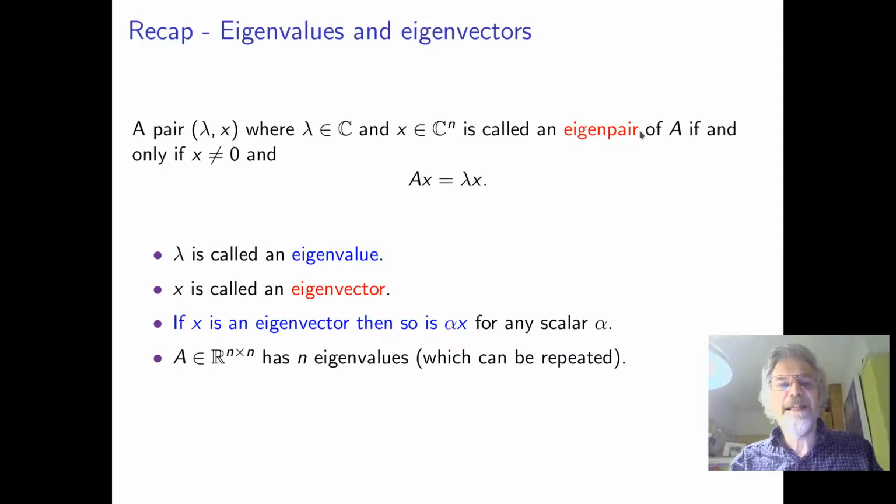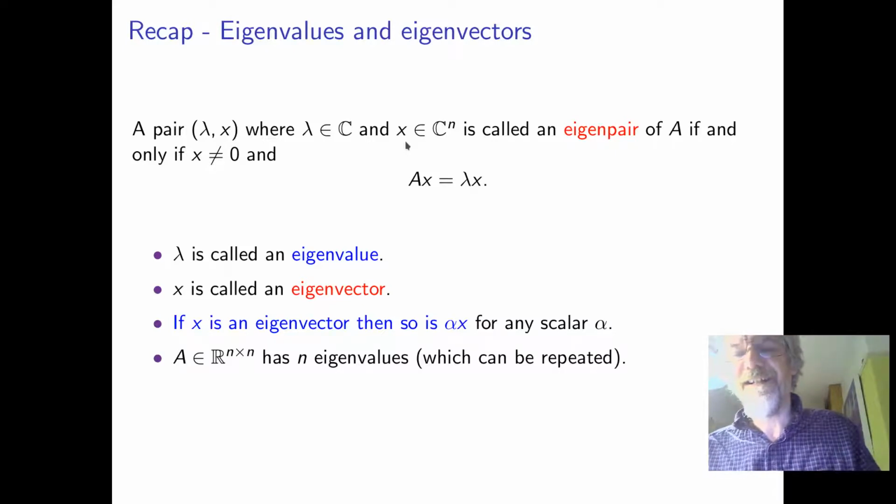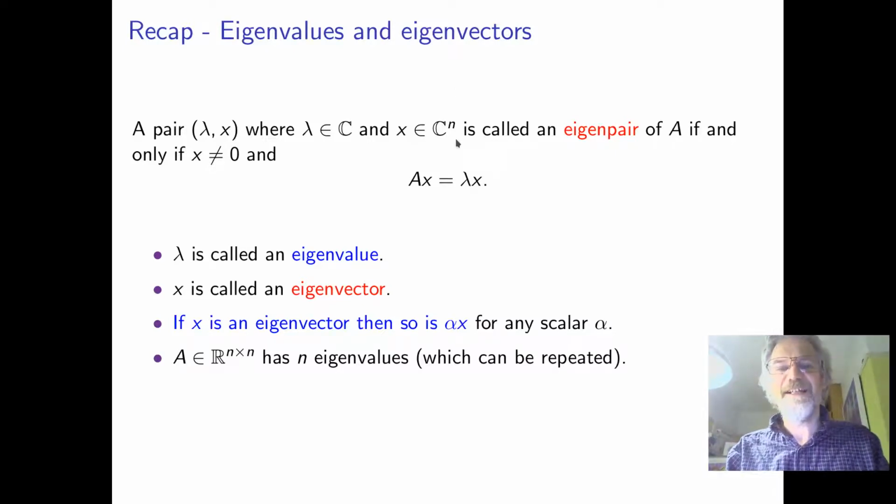So a little recap. You have a square matrix, an n by n matrix, and we call lambda an eigenvalue and x an eigenvector. Some people say an eigenpair. You can have an eigen anything, it seems. So the point is that Ax equals lambda x. And in general, even if the matrix A is real, we allow the eigenvalue and eigenvector to be complex.